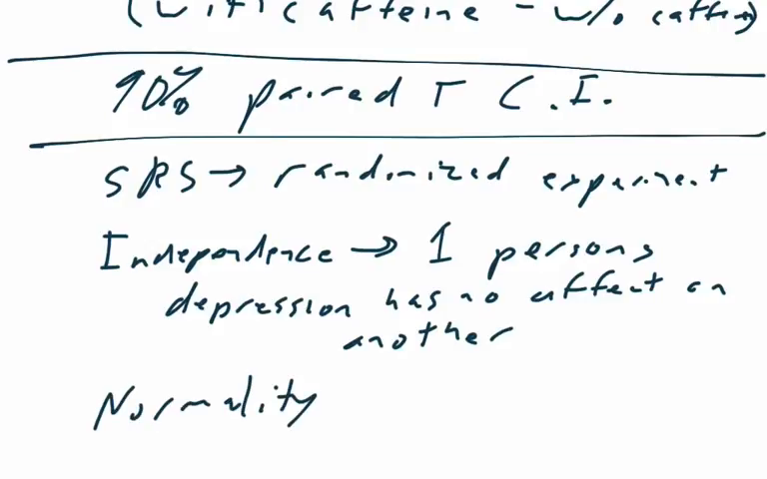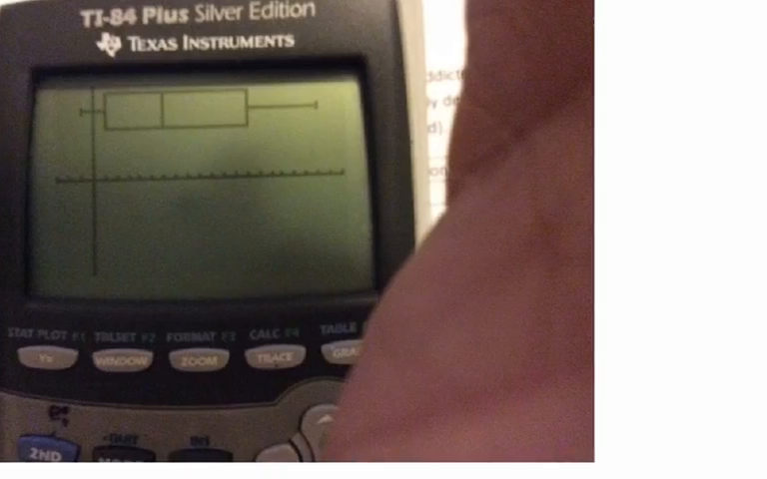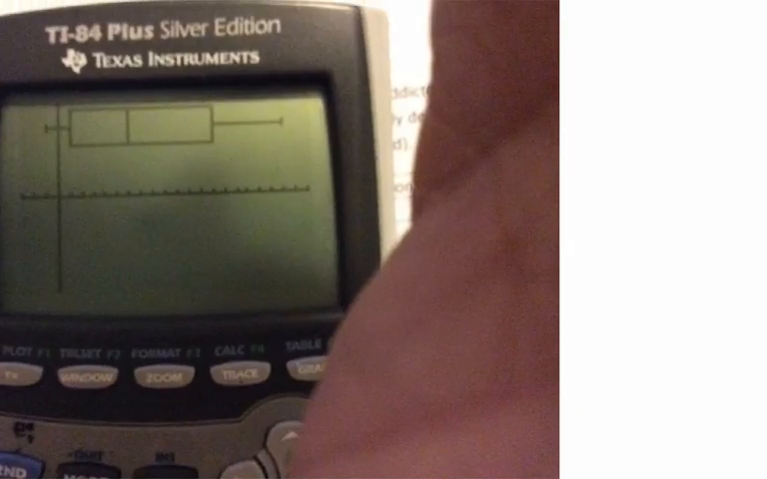And for normality, we cannot use the CLT, and they didn't tell us it was normal, so we're going to have to take a look at the box plot. Alright, so this picture of the box plot is slightly skewed, but not enough for me to say it's not approximately symmetric. You could say it's slightly skewed to the right, but that's not going to disqualify it. And there are no outliers, so I'm going to call this approximately normal.